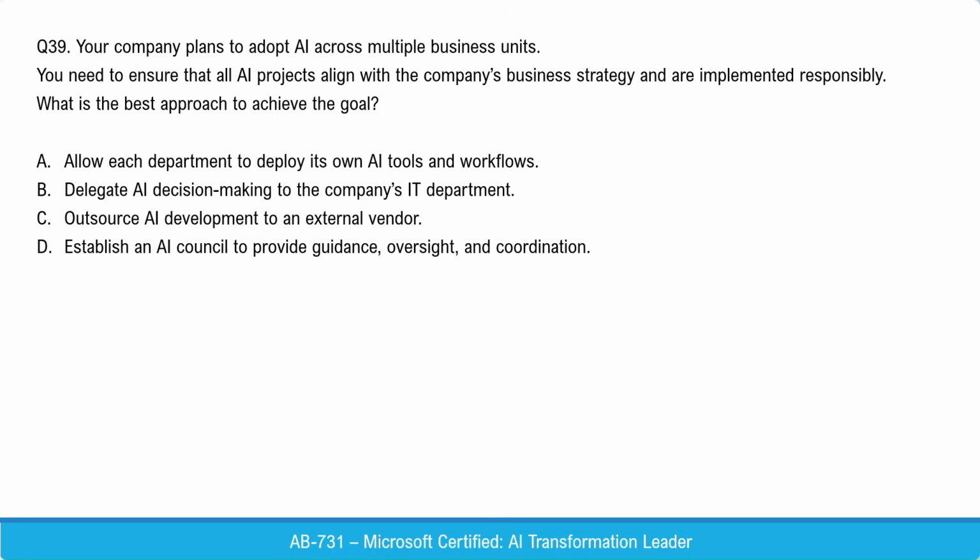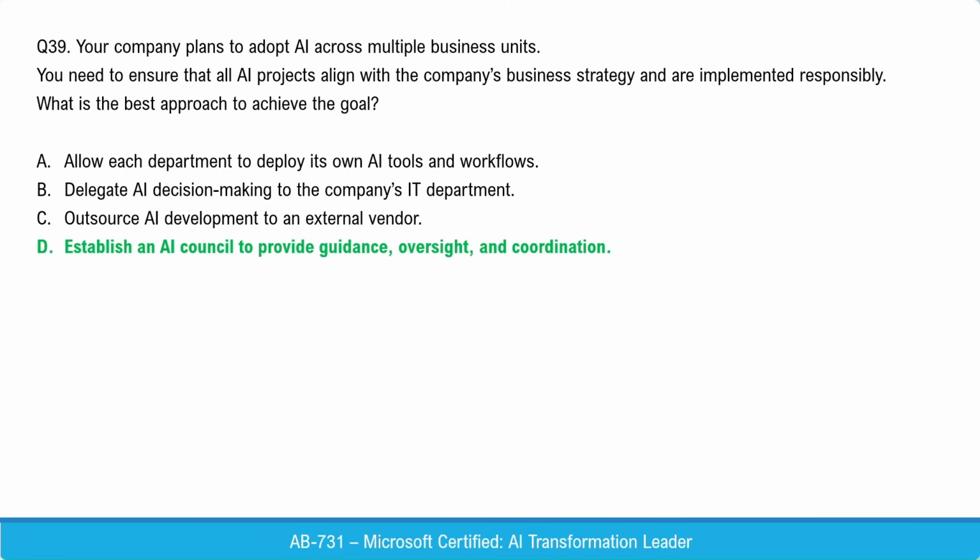Next question. Your company plans to adopt AI across multiple business units. You need to ensure that all AI projects align with the company's business strategy and are implemented responsibly. What is the best approach to achieve the goal? You have four statements on your screen. Please go through them by pausing the video over here. And the correct answer is option D, establish an AI council to provide guidance, oversight, and coordination.